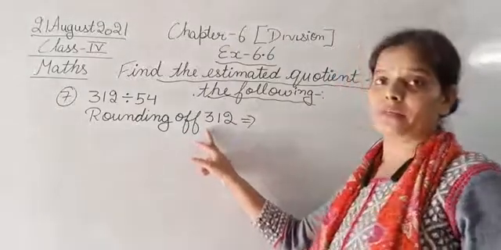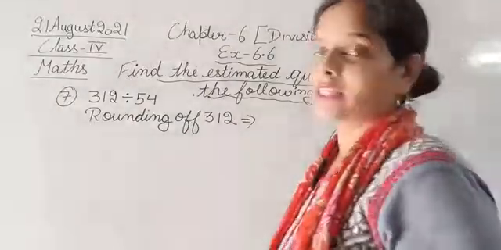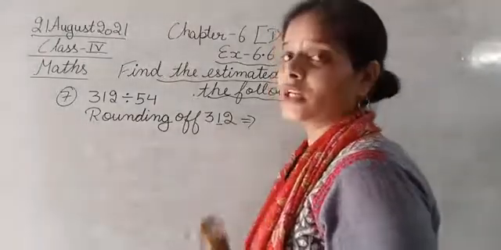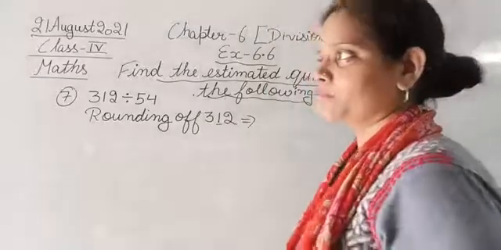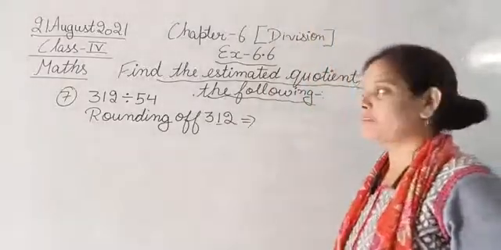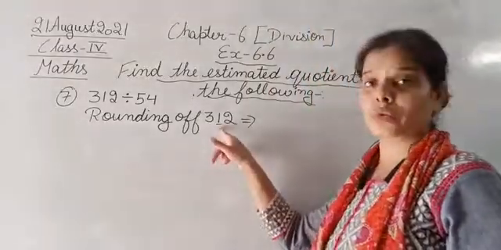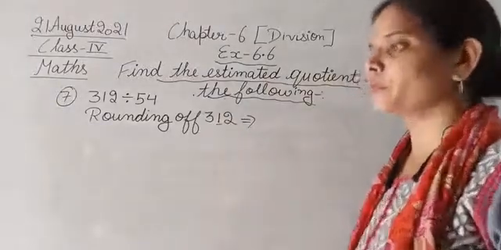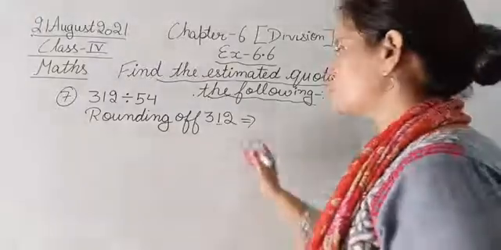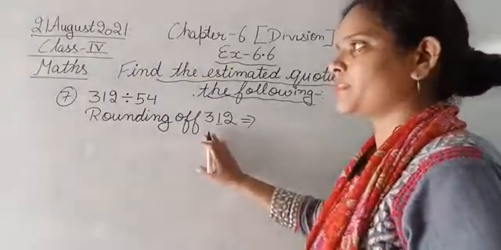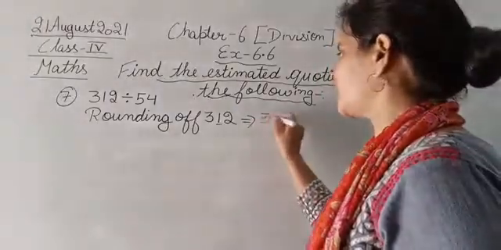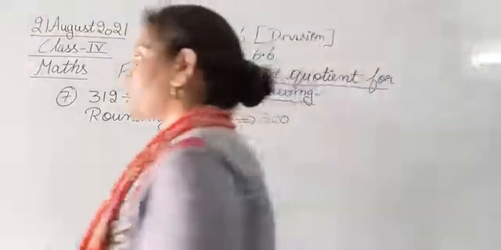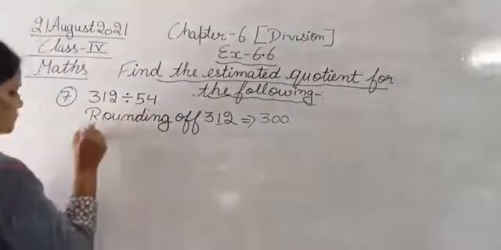So we are going to observe the digit at the tens place. At the tens place we have 1, which is less than 5. So we will round it off to the previous 100. So the previous 100 before 312 is 300. That is 300. The next number is 54.